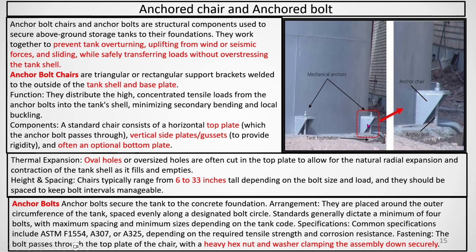But to increase the area and force, we make it like this chair. It is called an anchor chair, looks like a chair, so that the area of contact and force acting is increased. If you are using only this bolt, then it can shear off from the bottom plate. But as it is very big, the load will be distributed to the shell and the bottom plate also, so it will not shear.